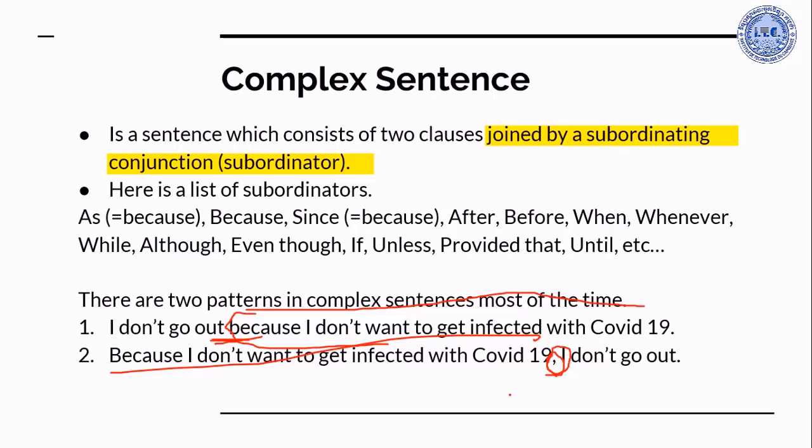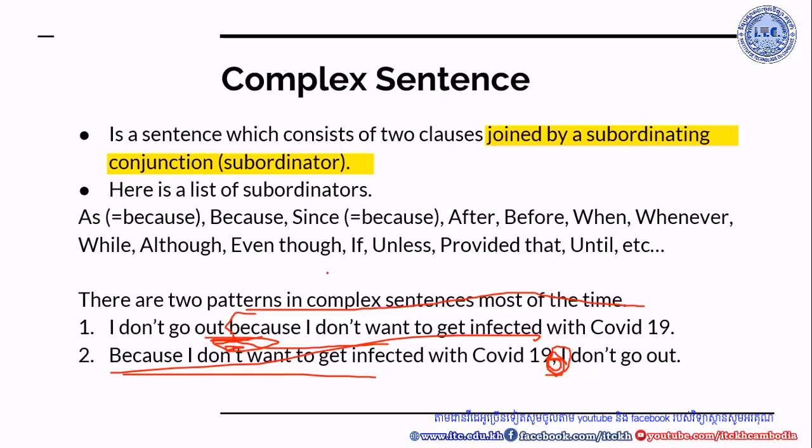See, there are two patterns. Most of them, I said most of them. You can use the subordinator in the middle, you don't have to use any comma, but when you use it in the front, you have to use a comma when you get to another clause. With the exception of although and even though, everyone, whether you use it in the middle or at the beginning of the sentence, there is still a comma in the middle of the sentence.